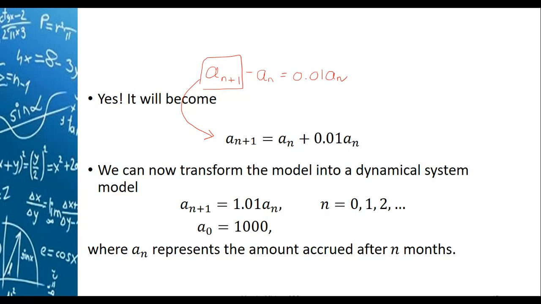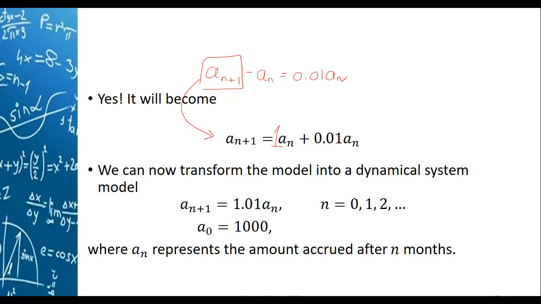Okay, so how to transform this information into a dynamical system? A model, a mathematical model that you can play around with, that you can utilize, and you can see how much it grows in a system. So what you need to do is first write a_{n+1} equal to 1.01 a_n. Okay, how come that is so? Because you notice actually this one is just 1, right? So 1 a_n plus 0.01 a_n must be equal to 1.01 a_n.